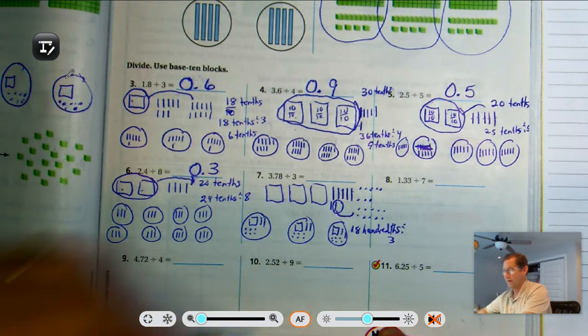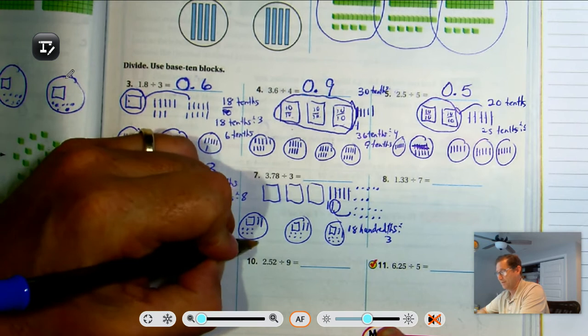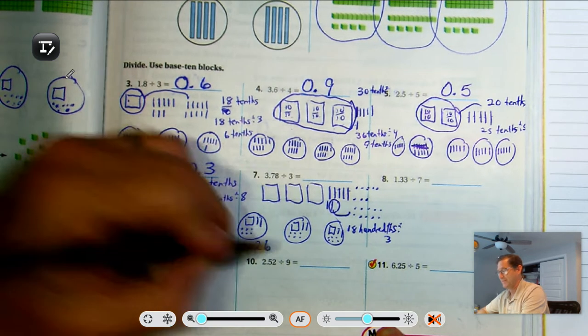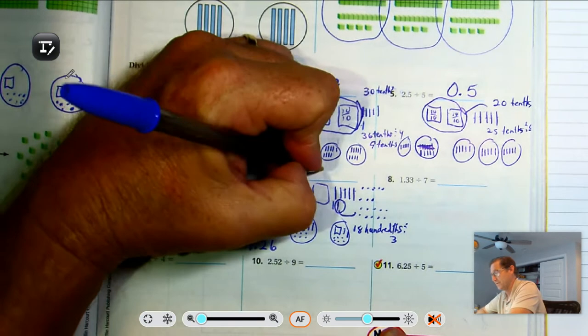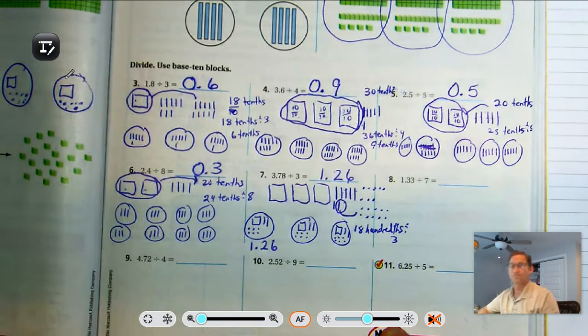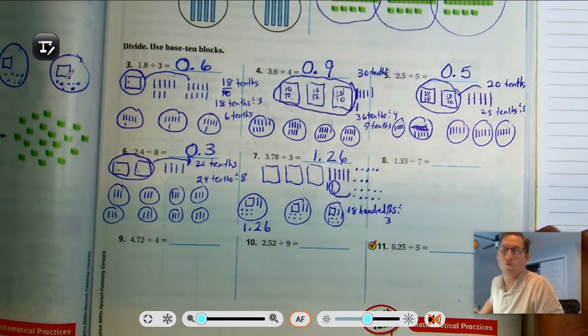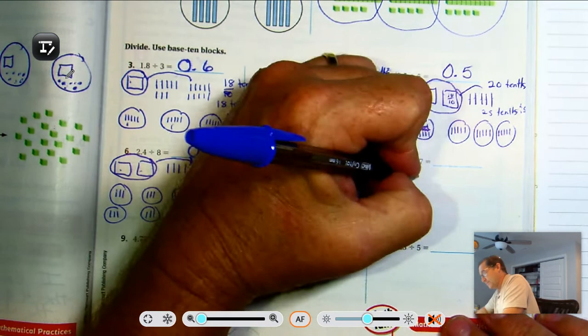Okay, so what do we have? We have 1.26. 1 and 26/100. Number 8, 1 and 33/100.